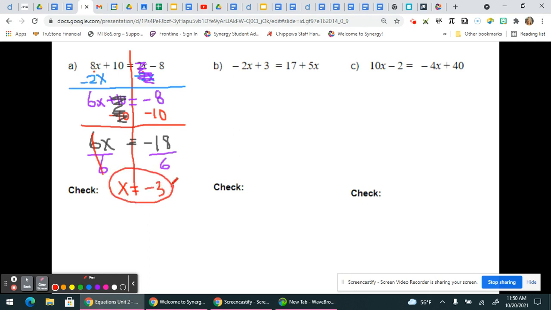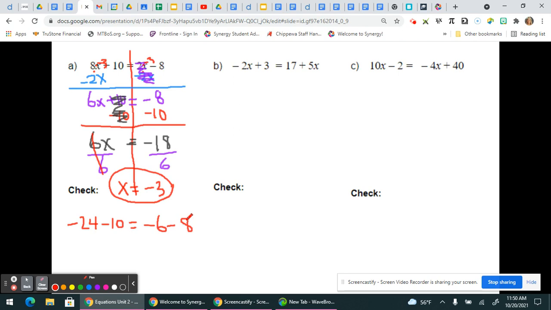Now we can check our answers by putting a negative 3 in. So I'm going to put a negative 3 in here. So 8 times negative 3 and 2 times negative 3. So I get negative 24. I'm just going to write this down here. Negative 24 minus 10 is on the left. We want to know, does that equal 2 times negative 3 is negative 6 minus 8?